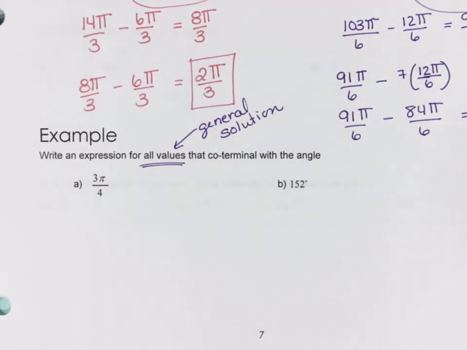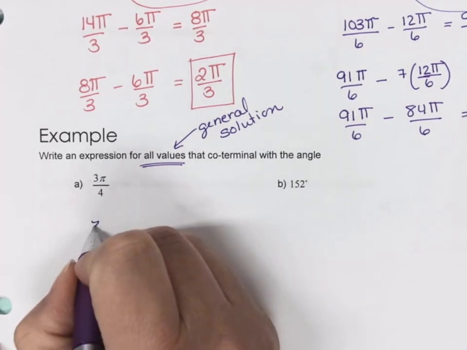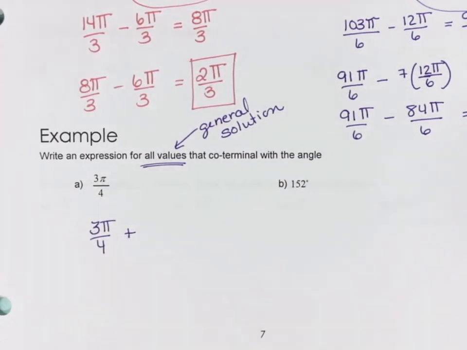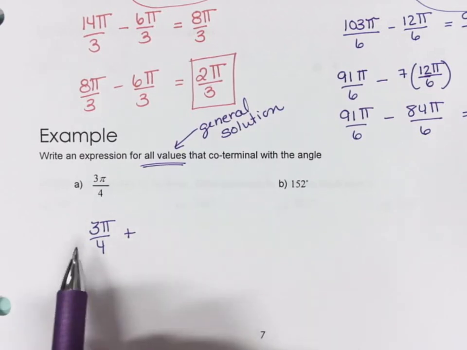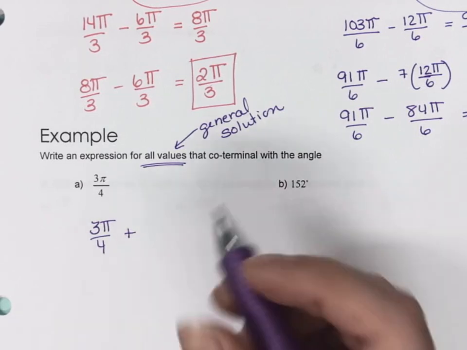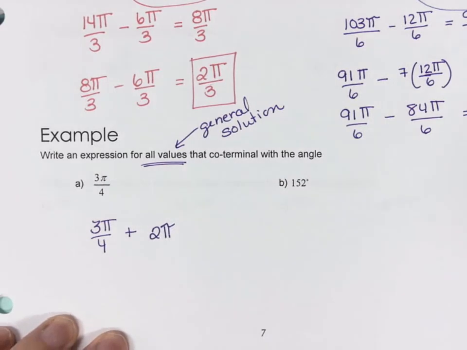Okay? So what were we doing to get to our positive or negative coterminal angles? We either add or subtract, right? So we're going to take our angle, which happens to be 3 pi over 4, and we are going to add, what are we adding to it? 360, but what angles are we in? Are we in radians or degrees here? 2 pi. And how many times can we add 2 pi? As many as we need, right? So we're going to put a variable there. k.